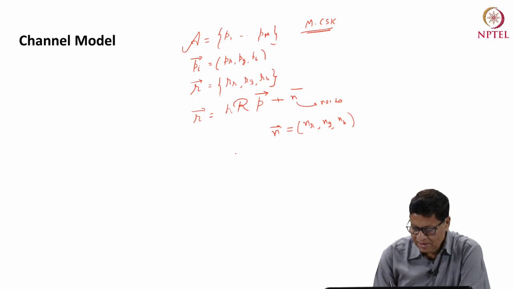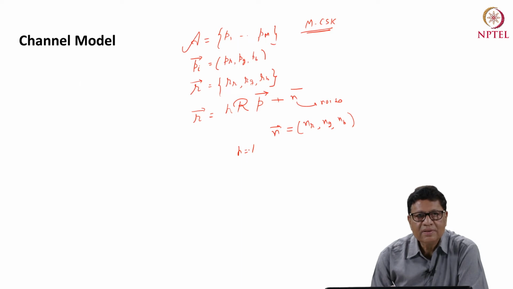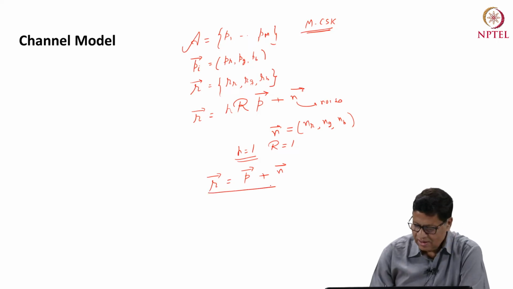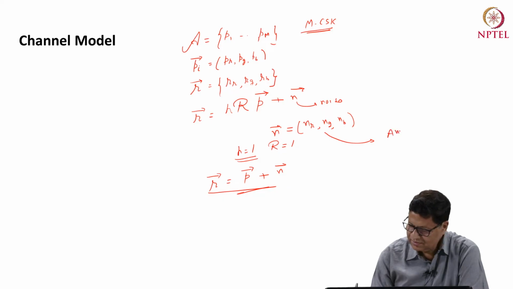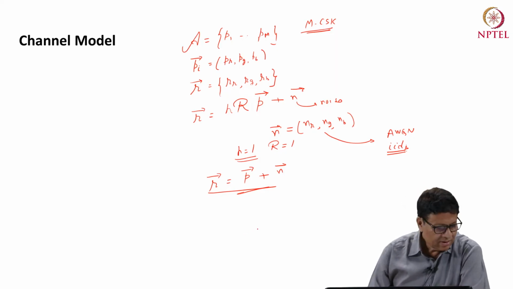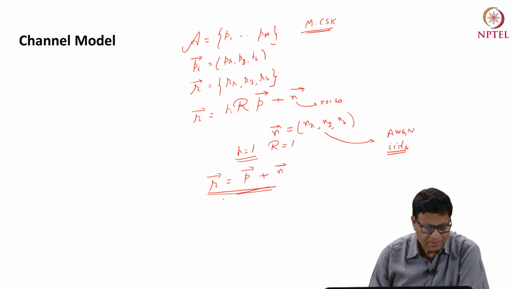So for the sake of simplicity, I can take H equal to 1, the gain is 1, and also assume that there is no crosstalk among the colors. So H can be taken as 1, and let us assume responsivity as 1. So basically the receive vector R will be P plus N. And these noises are treated as AWGN, and they are IID. So this is how the channel model is represented.